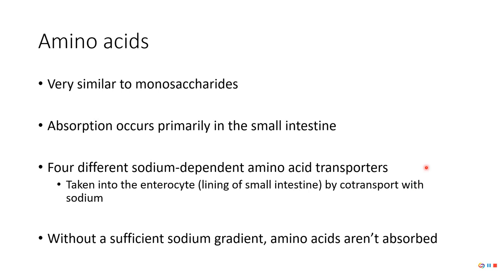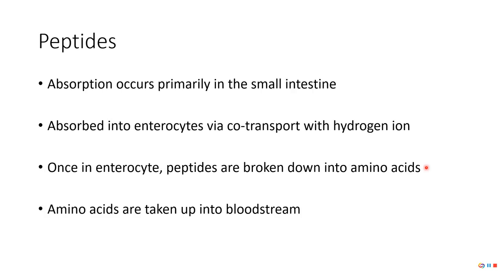Then we've got peptides, okay? And peptides, remember, this has to do with proteins. So again, in the small intestine, but instead of going in with sodium, they actually go in with hydrogen ion. And once they get into the enterocyte, the peptides are then broken down into amino acids, and then the amino acids travel throughout the bloodstream.